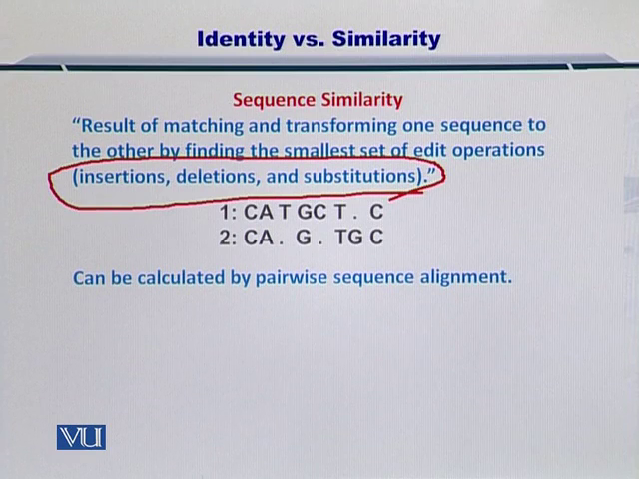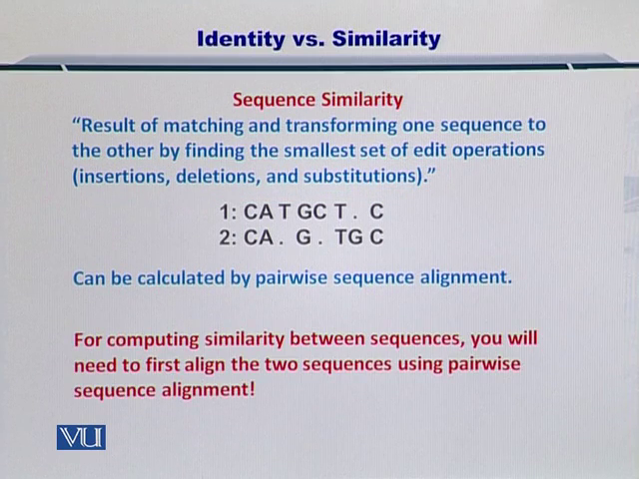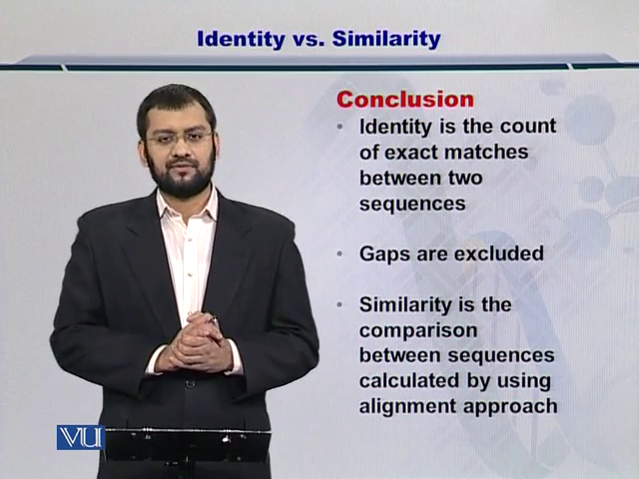We will look at insertions, deletions, and substitutions later, but what you need to remember is that you need to cater for them. Therefore, to compute sequence similarity, you need to first align the two sequences in order for you to obtain the gaps and mismatches. This can of course be done by using pairwise sequence alignments.